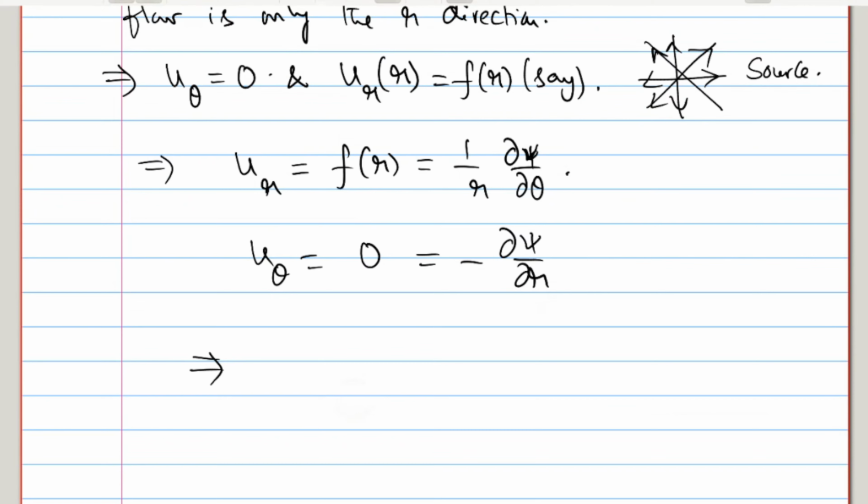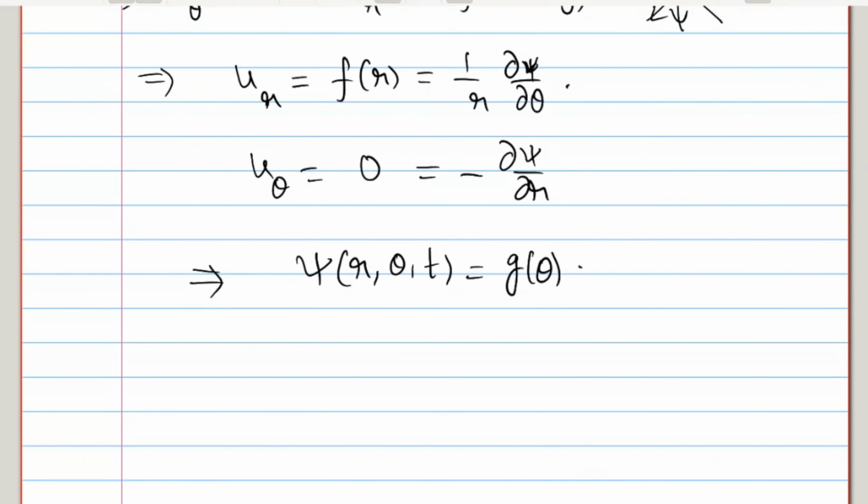Any constant, sir. Huh? Psi equal to a function of theta. So psi of r, theta, t, it's 0, no? So it's not a function of r. Dou psi by dou r is 0, so psi should be a function of theta, right? Let's say some g of theta, and it's constant with respect to r. That is your g of theta.